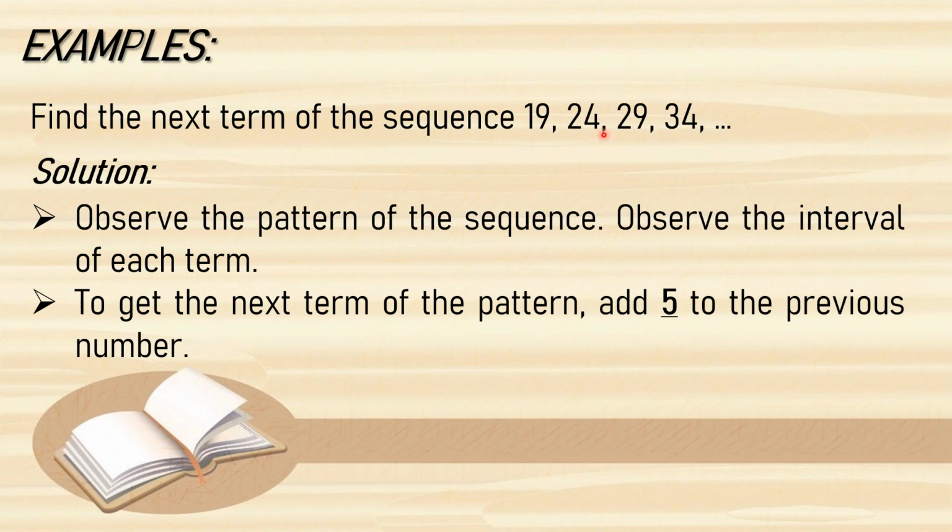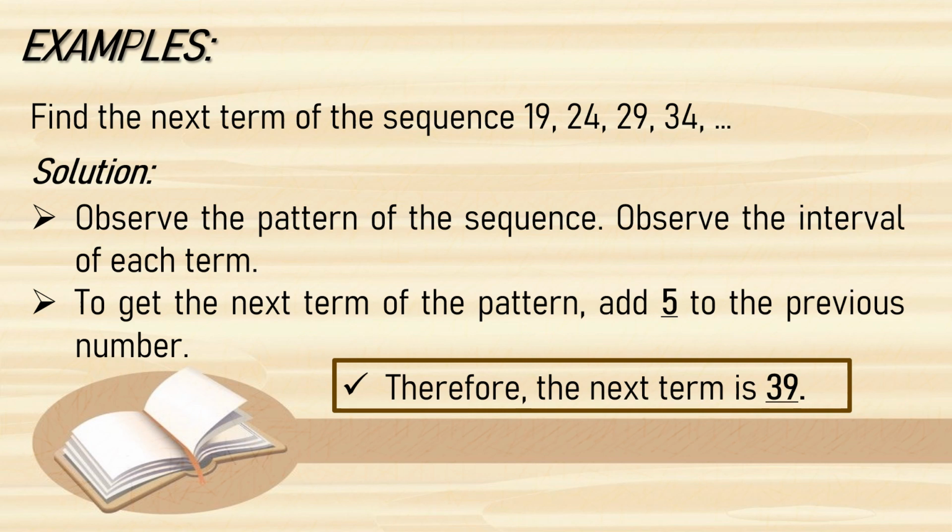Dito, kaya natin na-obtain o nakuha yung 24 is nag-add tayo ng 5 sa 19. So 19 plus 5 is 24. And then 24 plus 5 is 29. 29 plus 5 is 34. So kung ang interval nila is palaging nag-a-add ng 5, therefore we have to add 5 sa 34. So the next term is 39 because 34 plus 5 is 39.